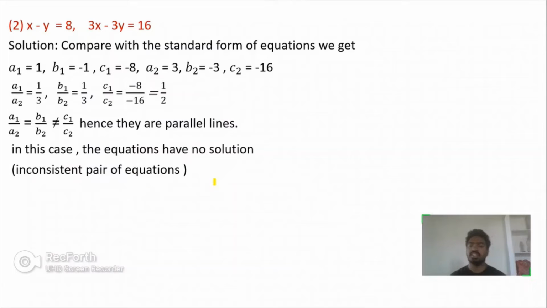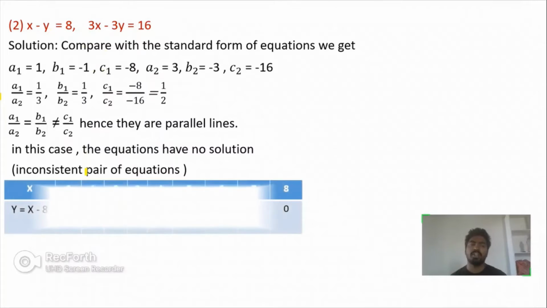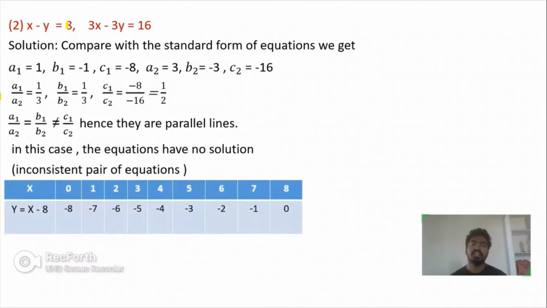Now in order to represent these two line equations graphically, we have to find points for these two equations. A point is nothing but the combination of x and y coordinates. So for the first equation, that is x minus y is equal to 8, the value of y becomes y is equal to x minus 8. So now I want to frame a table representing the values of x and the corresponding values of y.